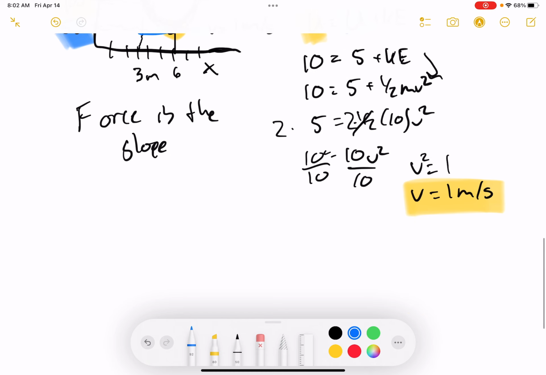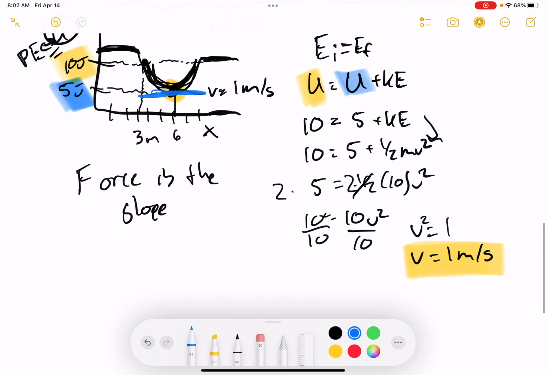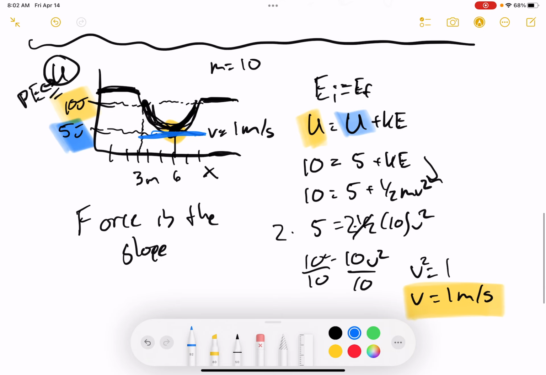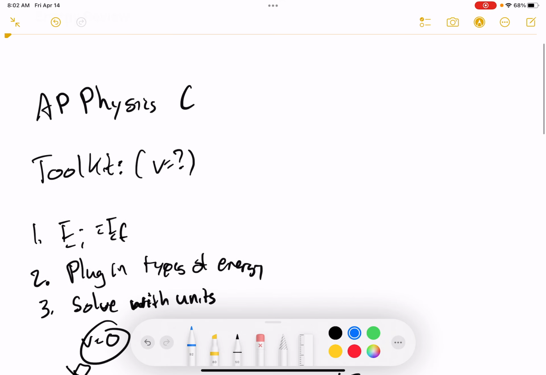So that's an important thing to remember as well, that the force is the slope, or the derivative, of the potential energy curve. Okay, and so that's pretty much everything in energy.